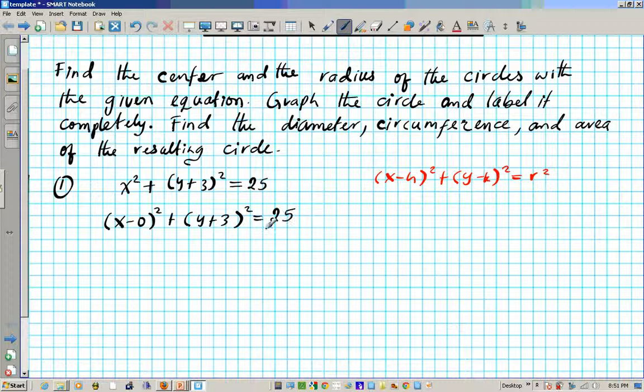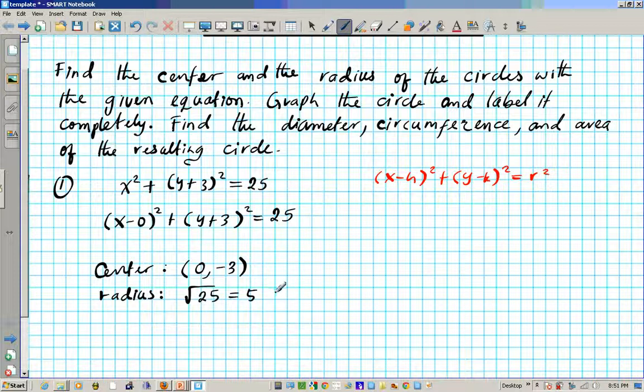With this in mind, let's find the center. To find the center, we just take the opposite of the numbers next to each coordinate. For the x coordinate, the number next to x is 0, and 0 has no opposite, so it's just 0. For the y, which is k, we take the opposite of this number, which is negative 3. There goes your center. To find your radius, you take the square root of the last number, which is 25, which equals 5.